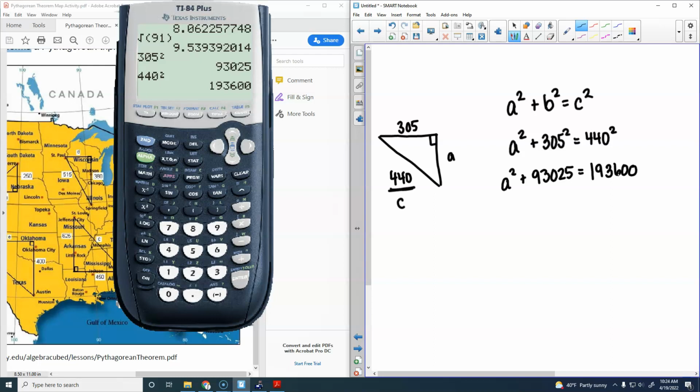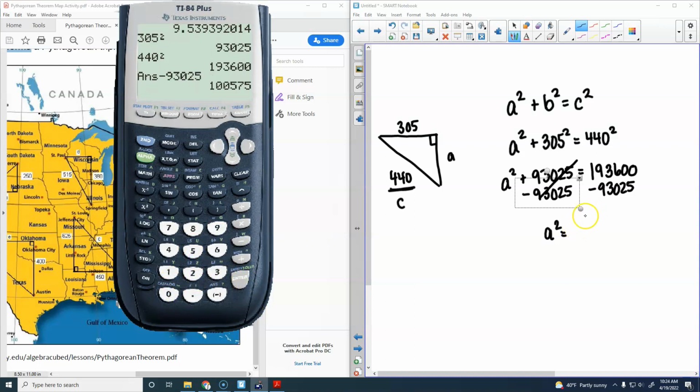Okay, when I get to this point here, Passion, what do I need to do to try to solve for that A? Okay, so I'm going to subtract this 93,025 from both sides. So I'm going to get A squared equals 100,575, and I square root to get rid of that square.